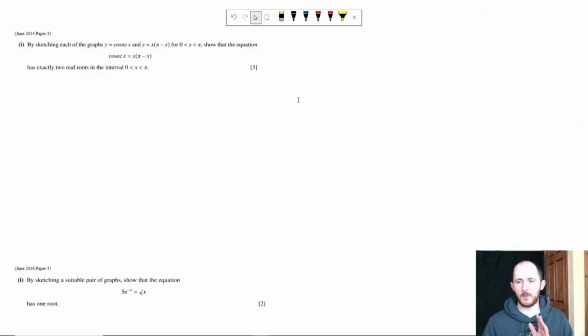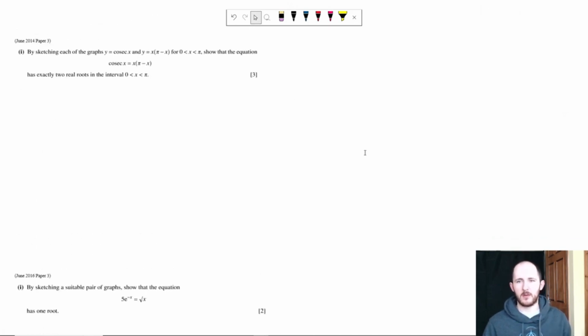We're going to go through some questions though to make this make a bit more sense. So for part 1 it says, by sketching each of the graphs y equals cosec x and y equals x(pi minus x) for 0 to pi, show that the equation cosec x equals x(pi minus x) has exactly 2 real roots in the interval. So let's draw out these two graphs.